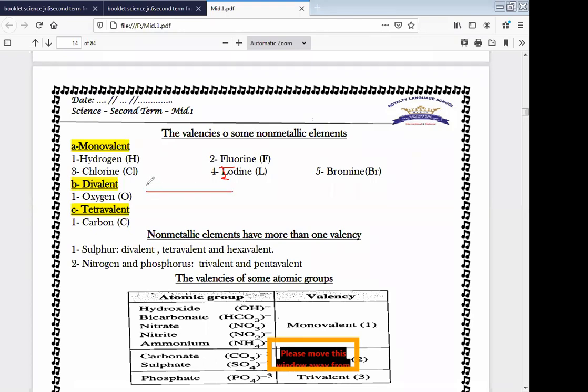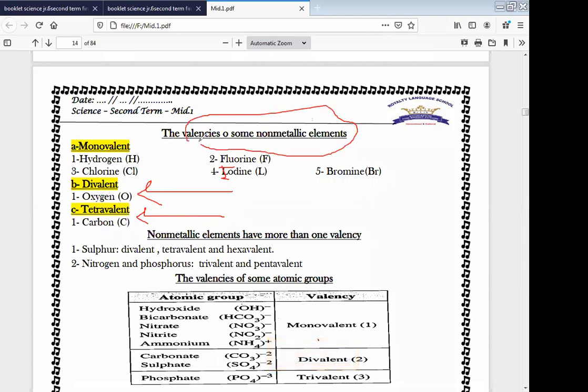Divalent, we have only one divalent non-metallic element, which is oxygen. Okay? Trivalent, no. We don't have trivalent here. We have tetravalent, such as carbon. So the valences of non-metallic elements are mono, di, tetra. Mono: hydrogen, fluorine, chlorine, iodine, bromine. Di: oxygen. Tetra: carbon. Okay?